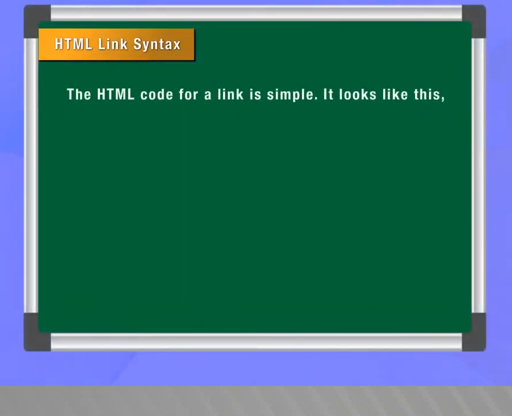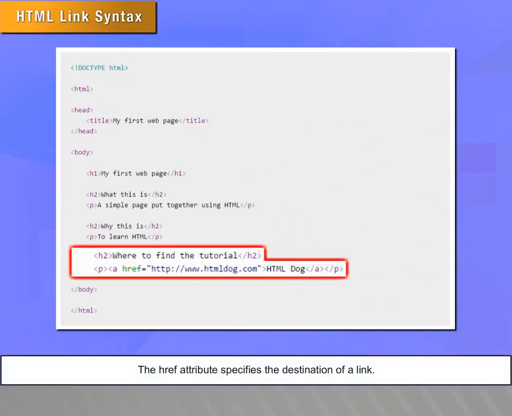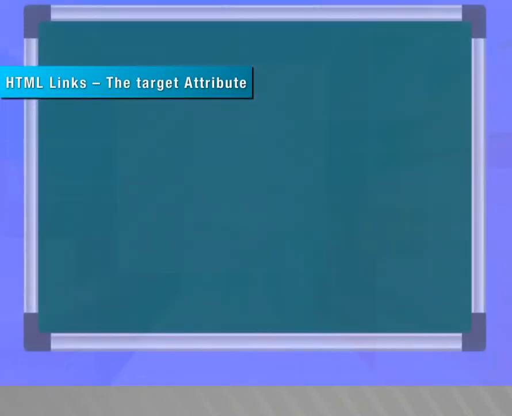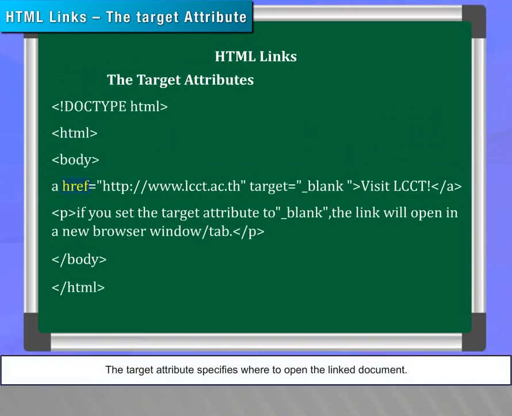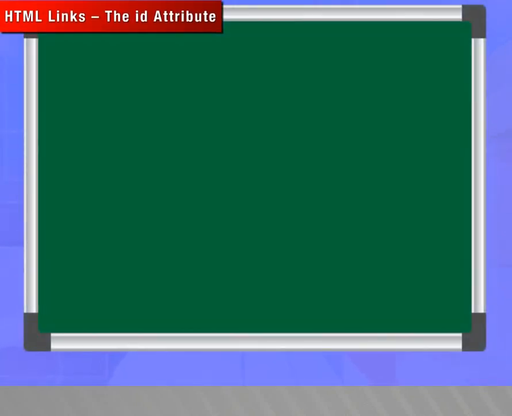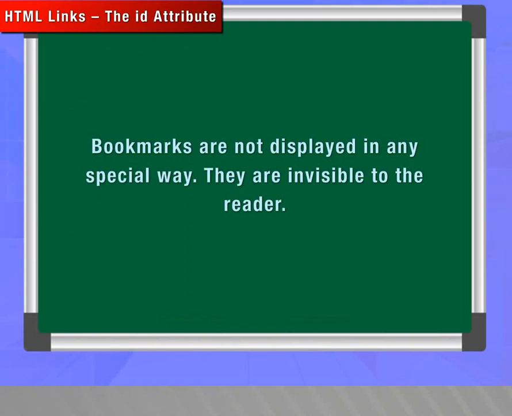HTML link syntax. The HTML code for a link is simple. It looks like this. The href attribute specifies the destination of a link. HTML links, the target attribute. The target attribute specifies where to open the linked document. HTML links, the ID attribute. The ID attribute can be used to create a bookmark inside an HTML document. Bookmarks are not displayed in any special way. They are invisible to the reader.